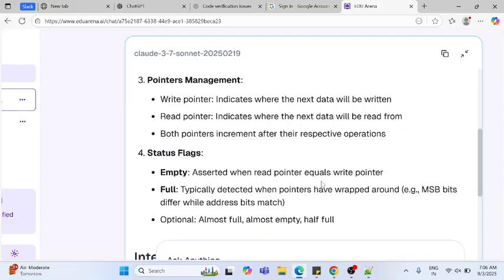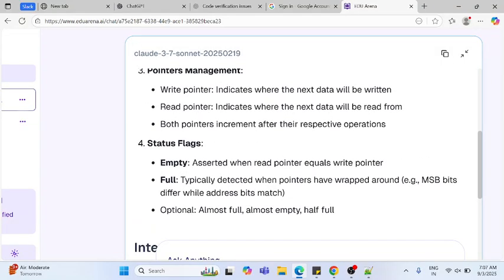The write pointer indicates where the next data will be written. The write pointer is managing the depth of the FIFO. When you are writing the data, internally, once you have written the data, the write pointer moves to the next location so that the next data will be written in the next location. The read pointer indicates where the next data will be read from. Both pointers increment after their respective operations.